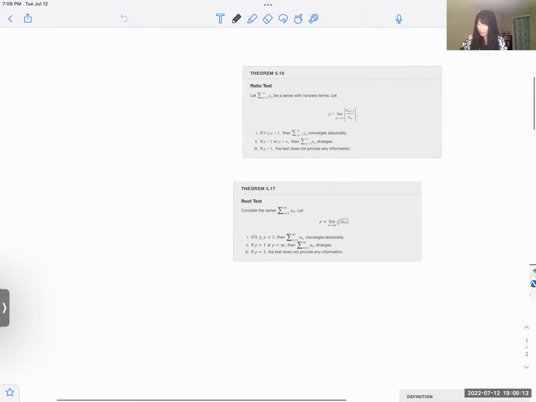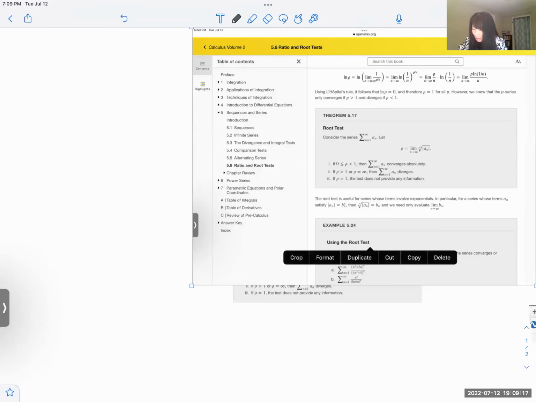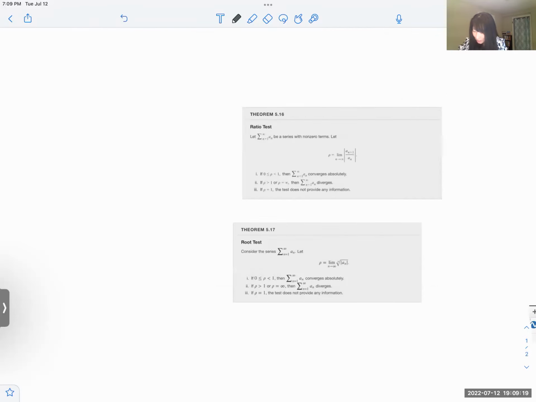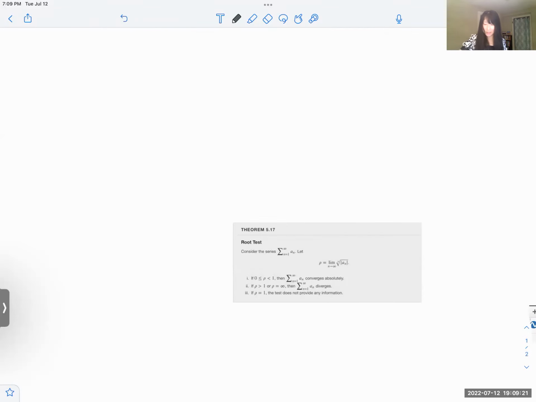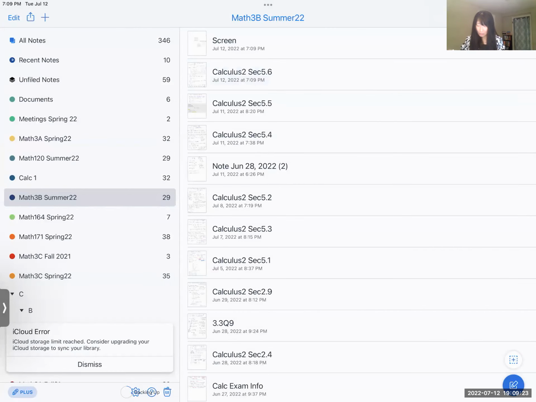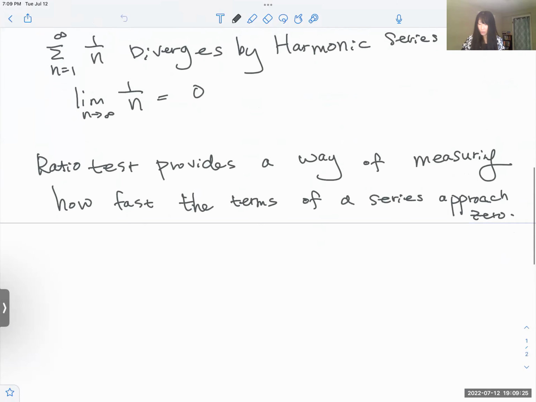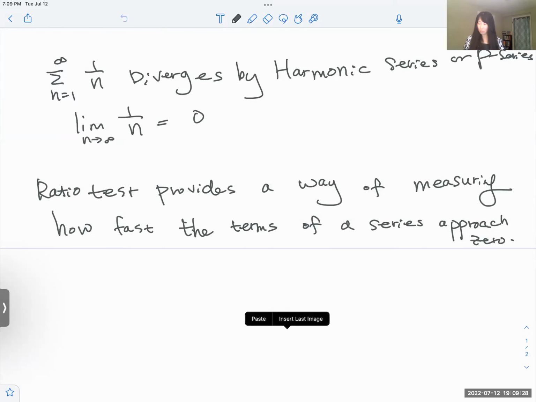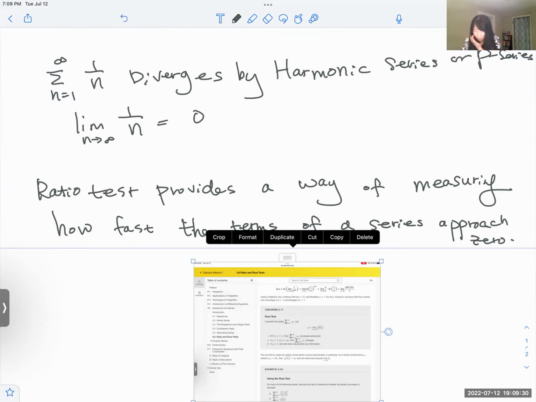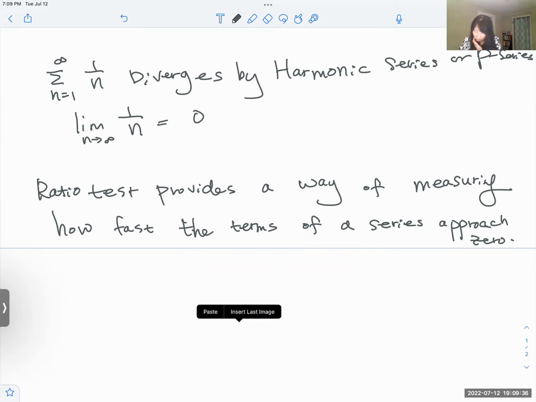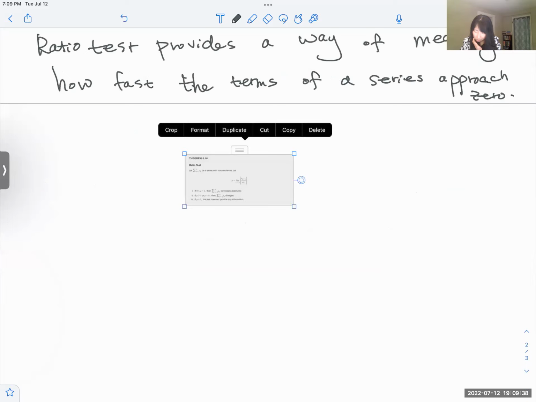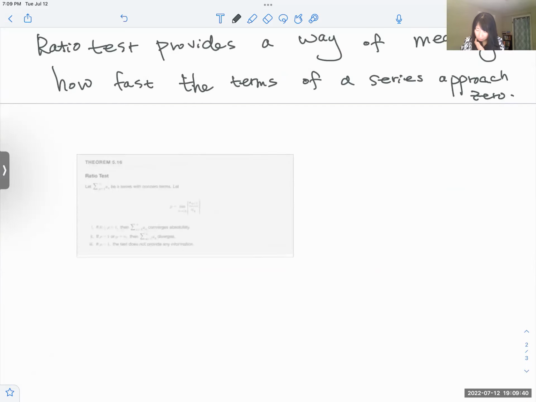Wait, I'll be back. Don't worry. So there's a ratio test. Oops. Oh, no. This one. Good. 5.6. Okay, so you can write down, right? Oh, no. Paste. Okay, so this is the one.